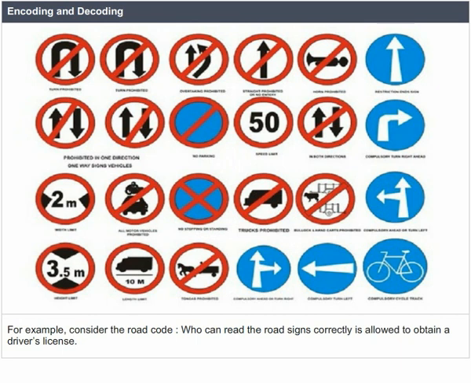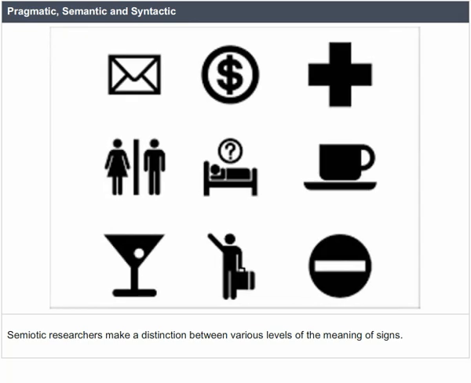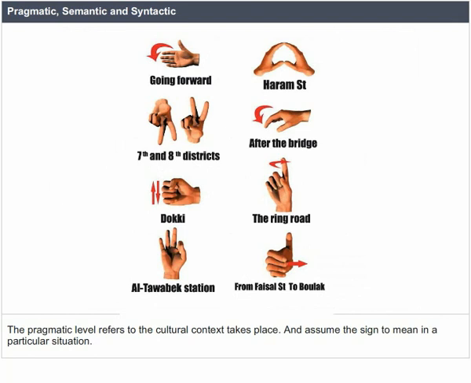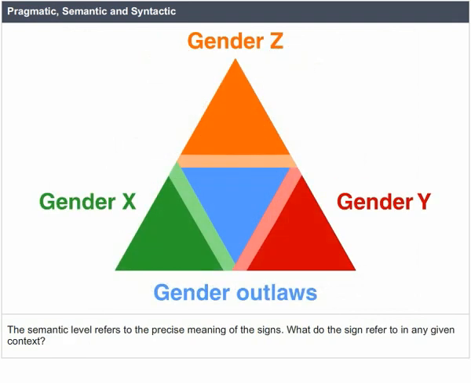Pragmatic, semantic and syntactic. Semiotic researchers make a distinction between various levels of the meaning of signs. The pragmatic level refers to the cultural context in which the sign takes place and what the sign is assumed to mean in a particular situation. The semantic level refers to the precise meaning of the signs. What do the signs refer to in any given context?